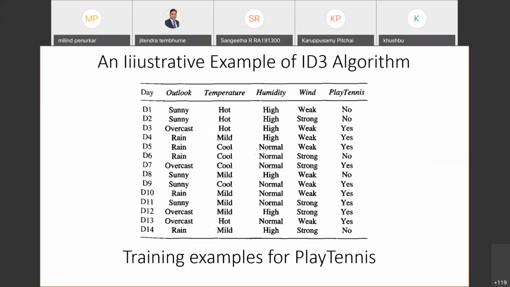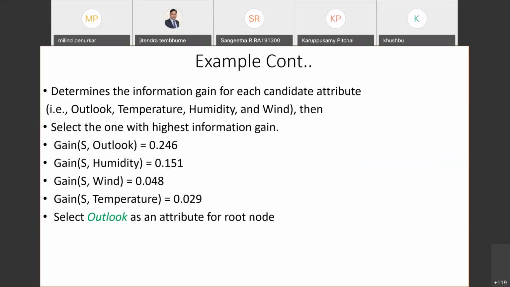Now let's take an illustrated example of this ID3 algorithm. Given this data set where outlook is sunny, overcast and rainy, temperature is hot, mild and cold, humidity is high and normal, wind is weak and strong, and there are 14 examples D1 to D14, and play tennis is either yes or no. So those are positive and negative examples. The first step is to determine how many attributes we have: outlook, humidity, wind, and temperature. We determine the information gain for each candidate attribute: gain S comma outlook comes to be 0.246, humidity 0.151, wind 0.048, and temperature 0.029. So select outlook as the attribute for the root node.